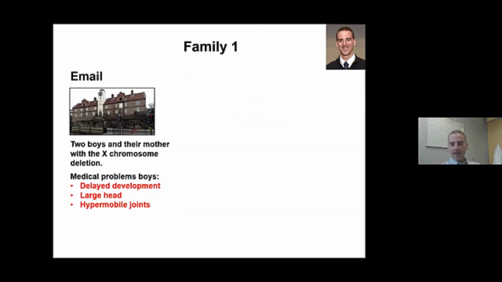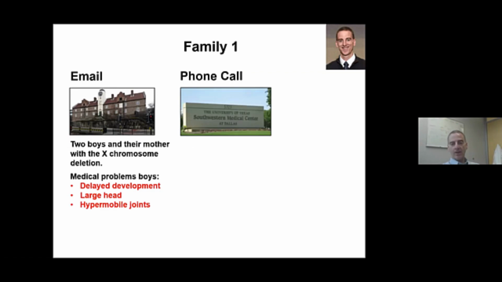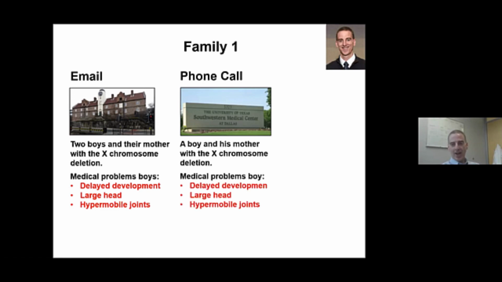Later on that very same day, I got a phone call, this time from the University of Texas Southwestern Medical Center. It was another physician who had seen a patient who had a similar deletion. This time again, it was a boy and his mother, both with the same X chromosome deletion. What did that child have? Developmental delay, large head, and hypermobile joints. It was amazing. They were exactly the same type of medical problems.